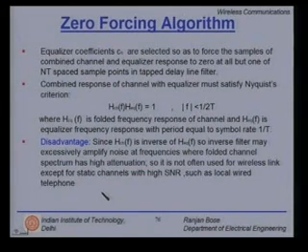First, let us talk about the zero forcing algorithm. Here the equalizer coefficients c_n are selected so as to force the samples of the combined channel and equalizer response to 0 at all but one of the nT-spaced sample points in a tapped delay line. What does it mean? It means it is trying to simulate the Nyquist condition, wherein other than its own sampling instant, for all other instants it is forcing the value of the symbols to be 0. So, here is the combined impulse response as expected for any adaptive equalizer: H_channel(f) H_equalizer(f) is equal to 1.